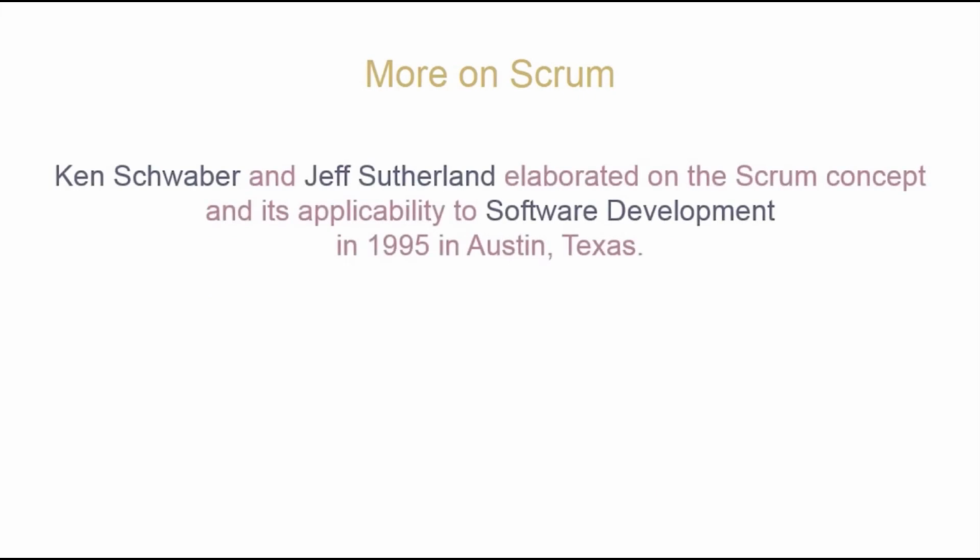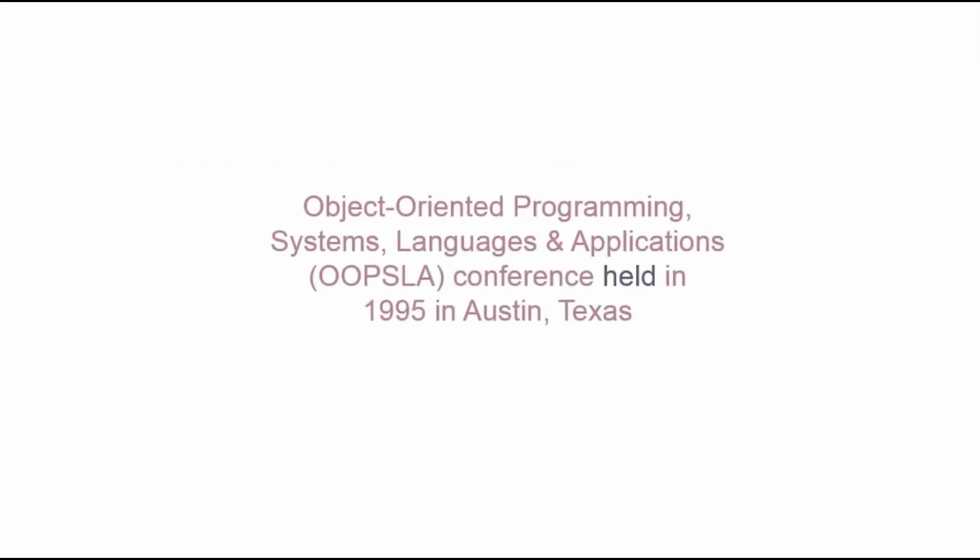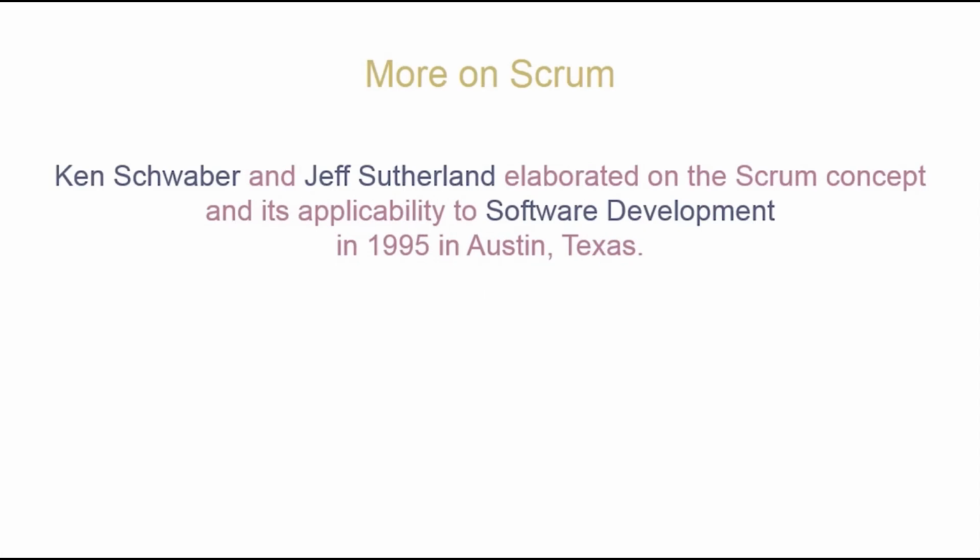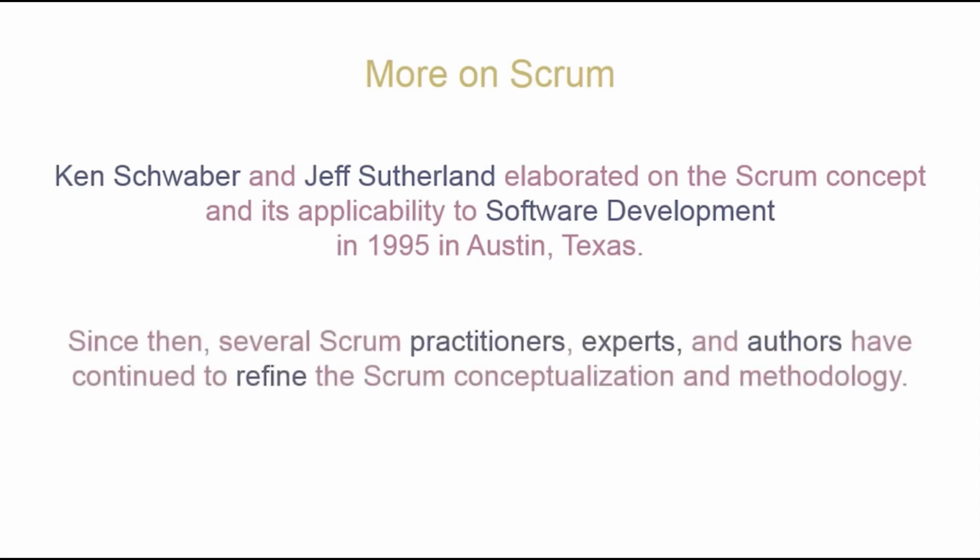Later, Ken Schwaber and Jeff Sutherland elaborated on the Scrum concept and its applicability to software development in a presentation at the Object-Oriented Programming, Systems, Languages, and Applications (OOPSLA) conference held in 1995 in Austin, Texas. Since then, several Scrum practitioners, experts, and authors have continued to refine the Scrum conceptualization and framework. In recent years, Scrum has increased in popularity and is now the preferred project development framework for many organizations globally.